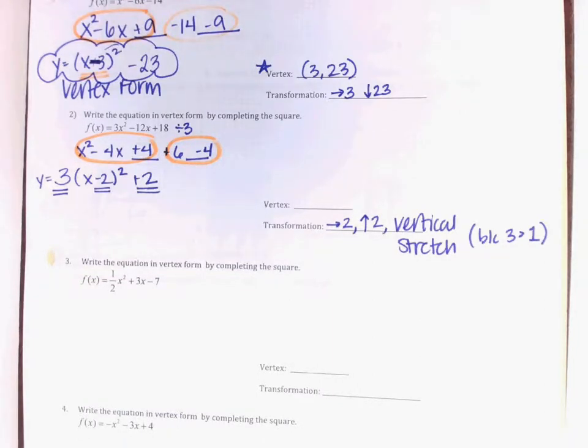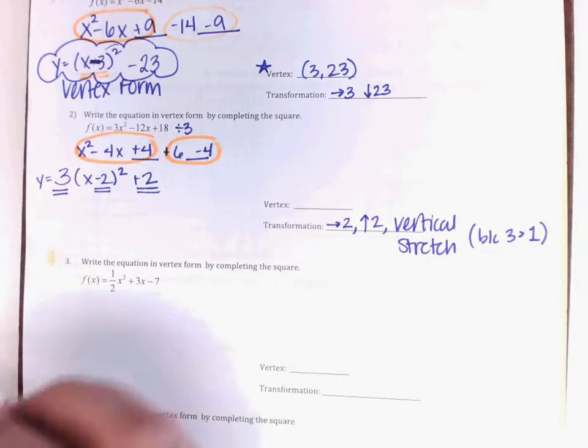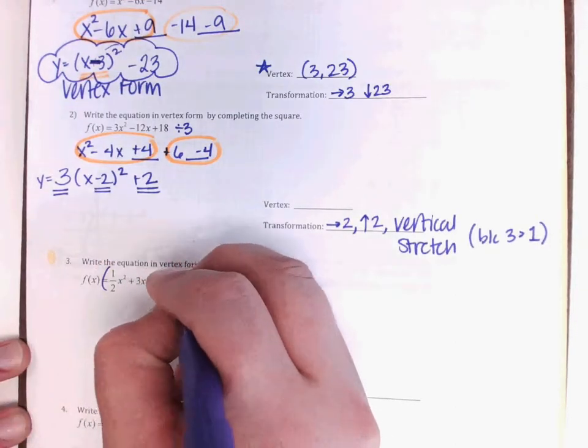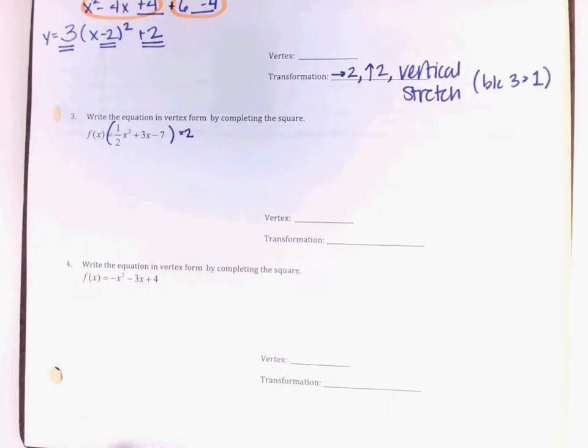Okay, so number 3, if you want to make a little marker, you're going to have to times that through by 2. And then that'll fix all of your numbers to where you can complete the square on it. So you have to do 1/2 times 2? Well, what's half of 2? 1. So that'll make that an x squared, and then you can complete the square.